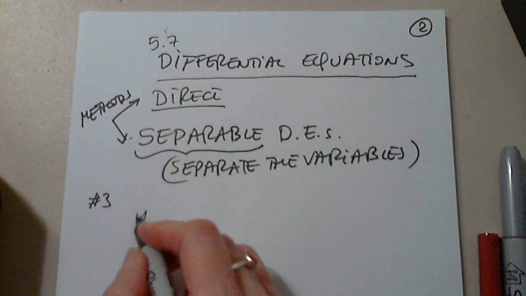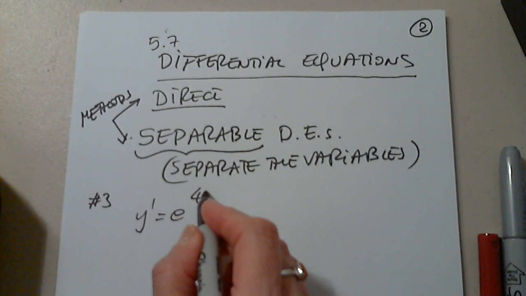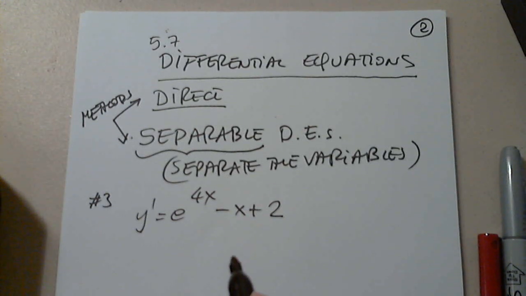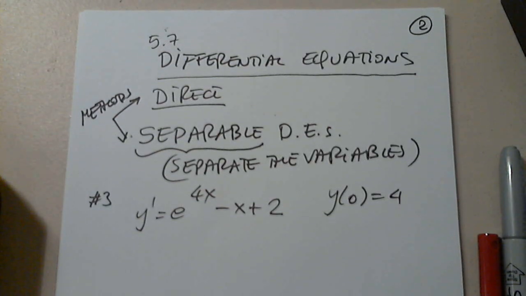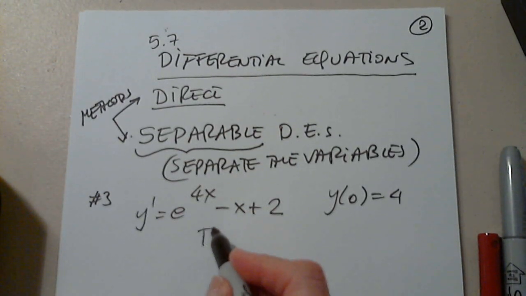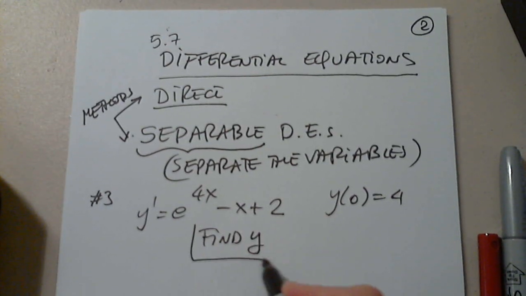So y prime equals e to 4x minus x plus 2. And they're giving us a piece of information here. It's called initial condition. Y, when x is 0, equals 4. So y of 0 equals 4. We've done this before in a different shape. Okay. So the question here is find y.